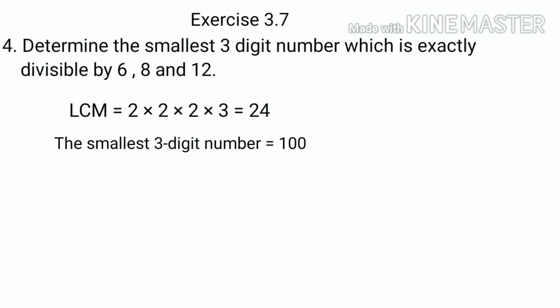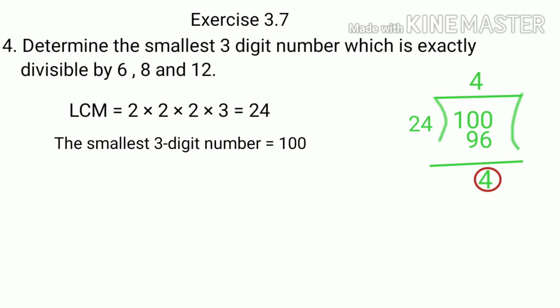So let's check whether 100 is divisible by 24 or not. Now when we divide 100 by 24, we get 4 as the remainder. That means 100 is not divisible by 24. Now we have to find a number which will be divisible by 24. If we subtract 4 from 100, we will get 96.